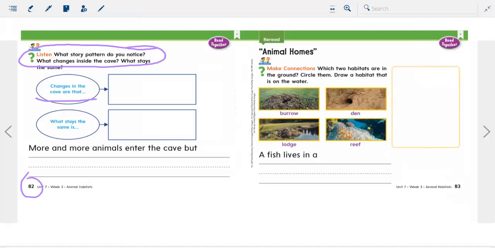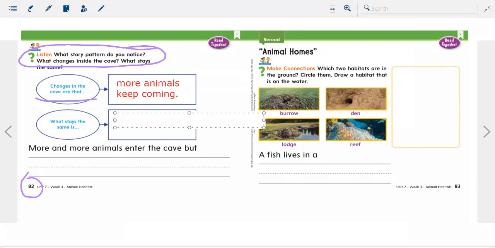More animals keep coming. So we're going to write over here, more animals keep coming. All right. Now, over here, it says what stays the same.